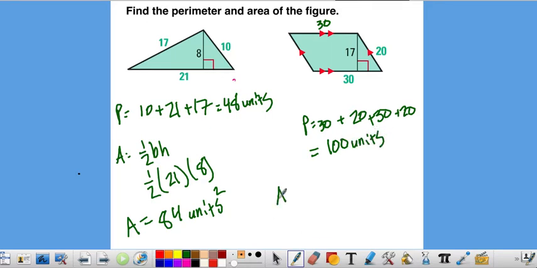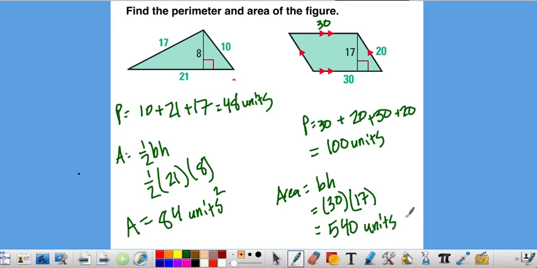The area of this thing is equal to base times height, which is 30 is the base, and the height is not 20, but indeed 17. So I think that's 540 square units. No, 510. Bad mental math. 510. I like that better.